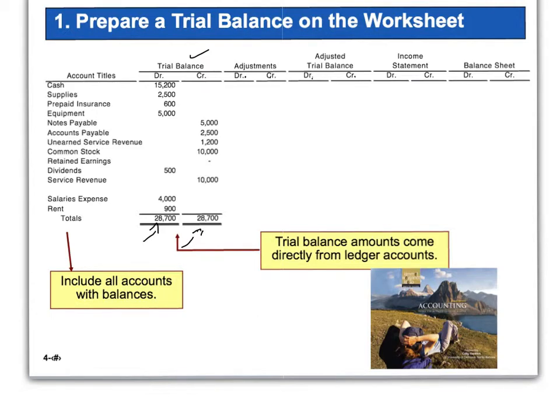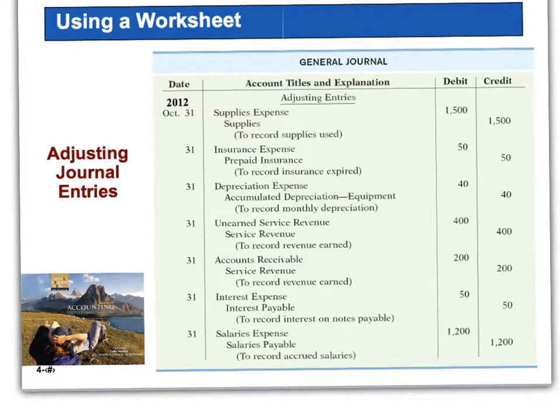So now we can begin. We can then look at the journal entries that have to be made in order to adjust these records to recognize certain expenses and certain payables. And as you can see, we made some adjusting entries. We debited supplies expense, $1,500, and credited supplies. That is, we recognize the expense and reduce the asset. We had insurance expense and reduce the asset, prepaid insurance.